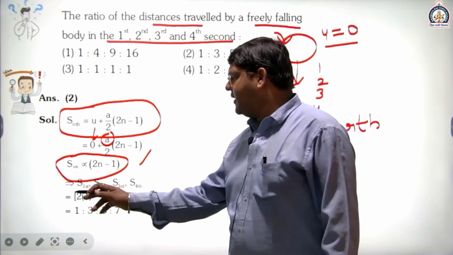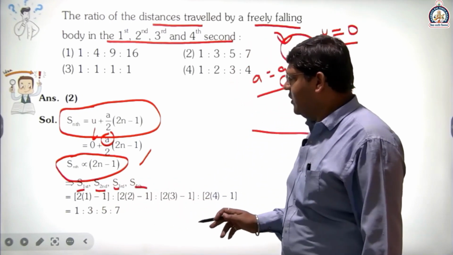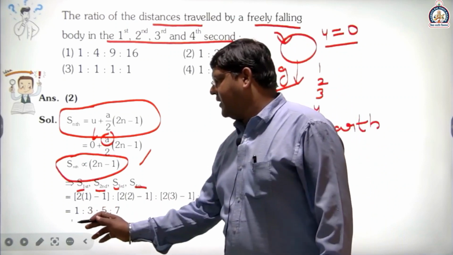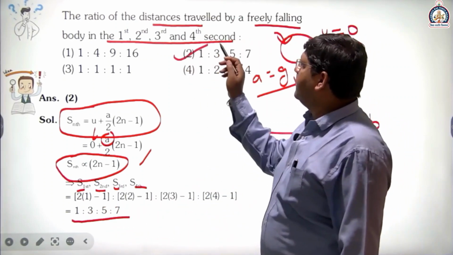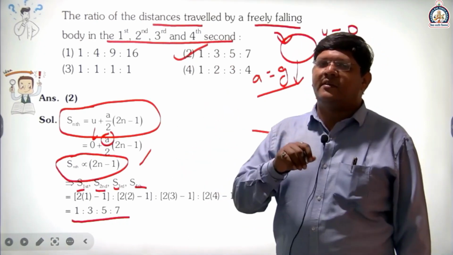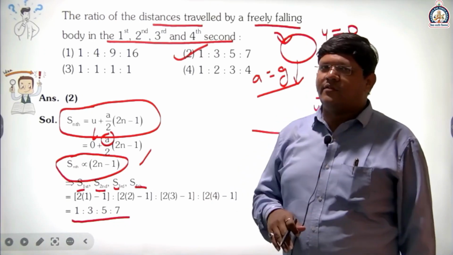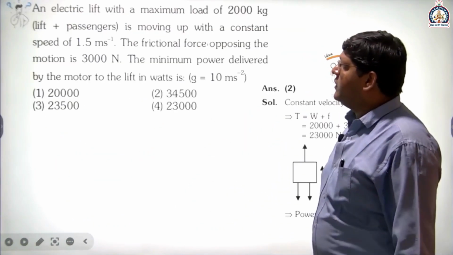For the first we put S1, for the second S2, for the third S3, and for the fourth S4. By putting the values and solving, we get the ratio 1 is to 3 is to 5 is to 7. This is our required option number 2. A similar type of question has also been asked in other NEET examinations conducted in different years. Moving to the next question.